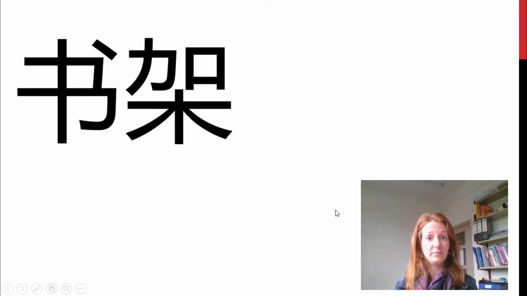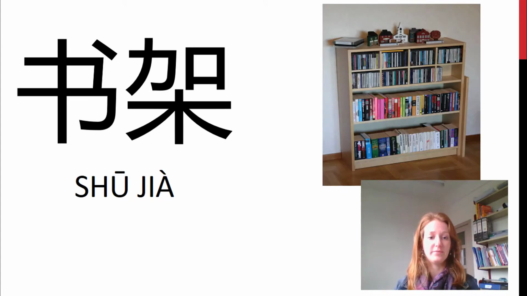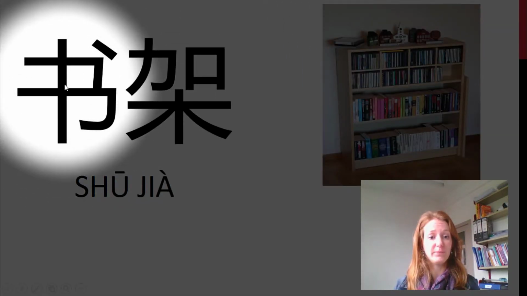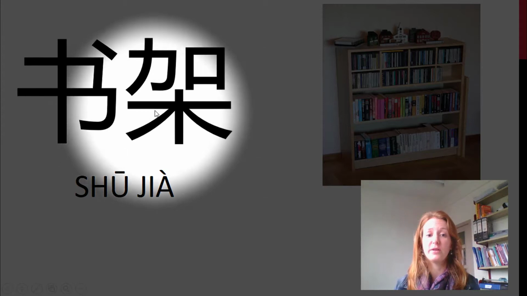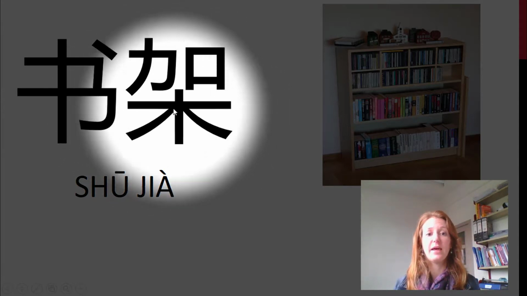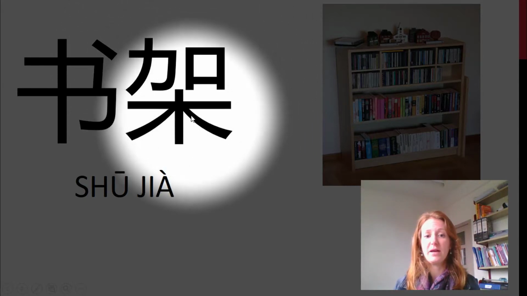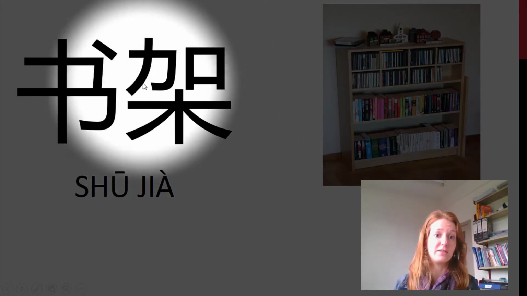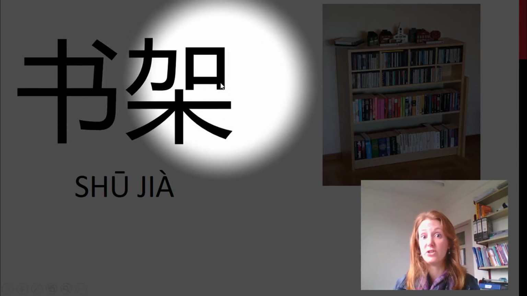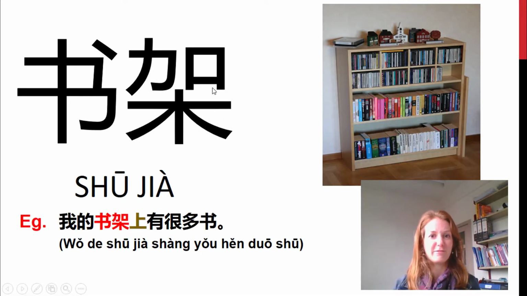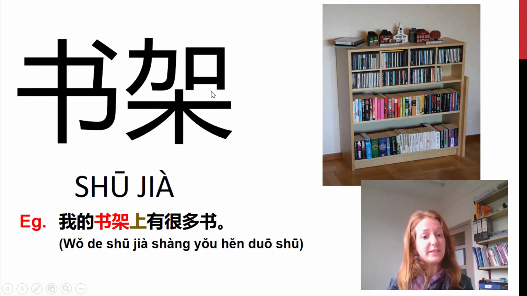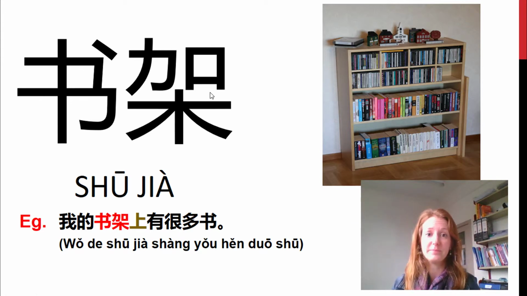这是什么? 书架. 书架. Hopefully you've noticed already the 书 on the left-hand side, meaning book, and 架 is a shelf. We have again a wood radical, and we have a 力, power, and a mouth. So you might think on your bookshelf, maybe you've got some biographies of some really powerful people that have really good speeches. Just a fun way to remember it. For example, 我的书架上有很多书. There are lots of books on my bookshelf.